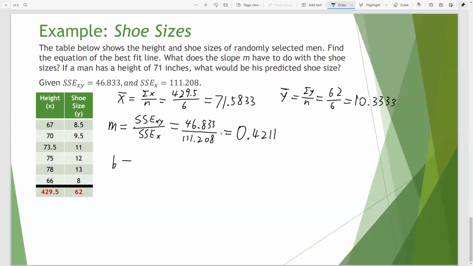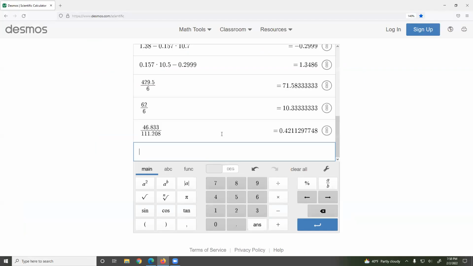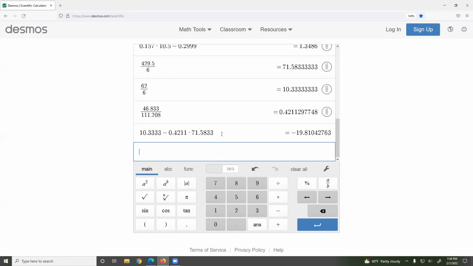B is the y-intercept. That's y bar minus slope times x bar: 10.3333 minus 0.4211 times 71.5833. And that is negative 19.8104.